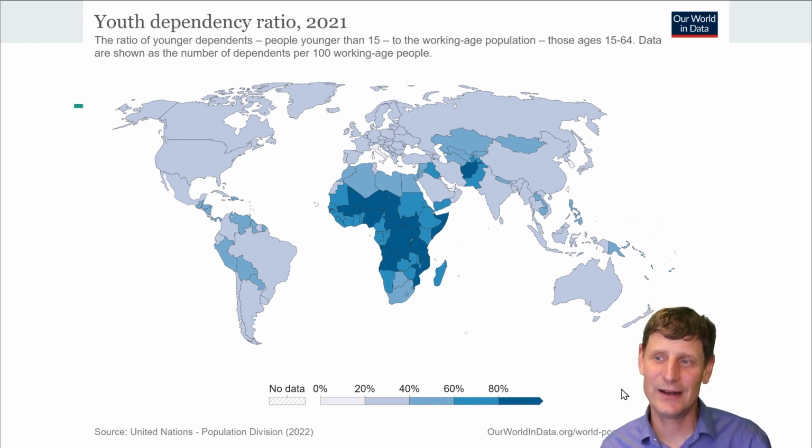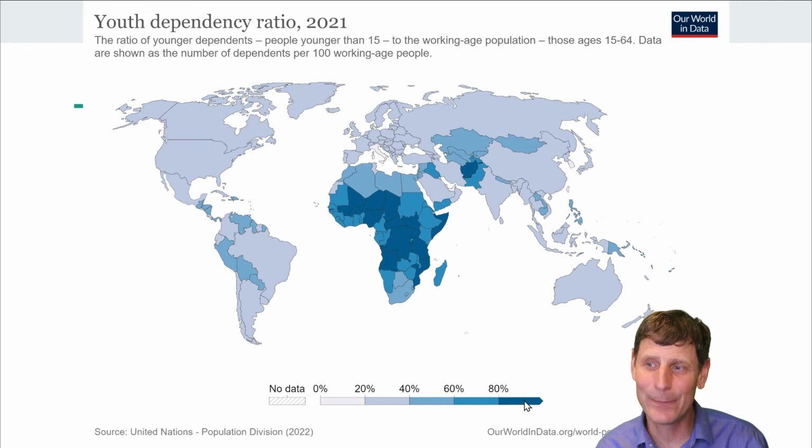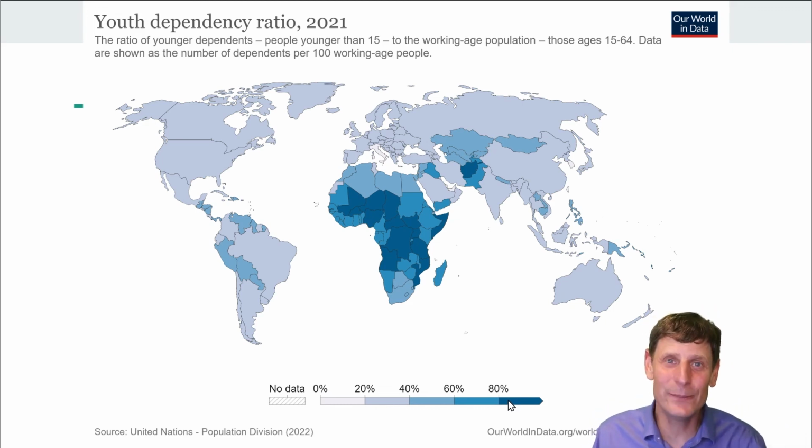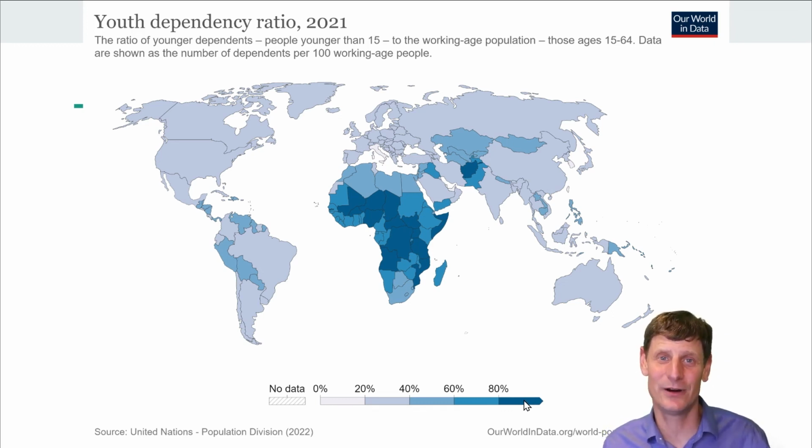And so those kids needing school or should being in school, even if they're not, it represents a challenge to the country. And now notice that this is 80% of the population, right? Like so if there's 100 people that are age 15 to 65, there's 80 kids that are under age 15 for every 100. That's what we're saying. That's a huge number of kids.